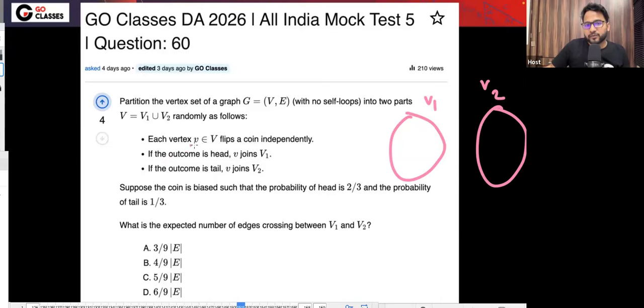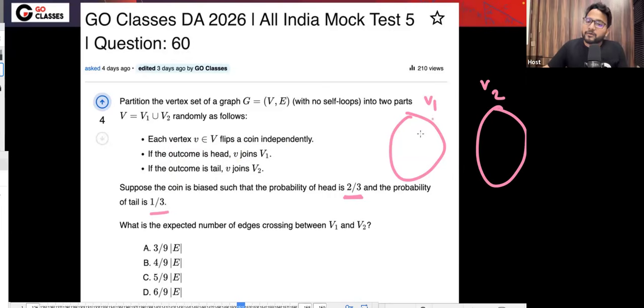Now they are saying each vertex v, basically you are flipping a coin independently. If the outcome is head, then the vertex is going to fall in v1. If the outcome is tail, then the vertex is going to fall into v2. The probability of head and tail are also given. The coin is biased, so the probability of head is 2 by 3, and the probability of tail is 1 by 3. What is the expected number of edges crossing b1 and b2?